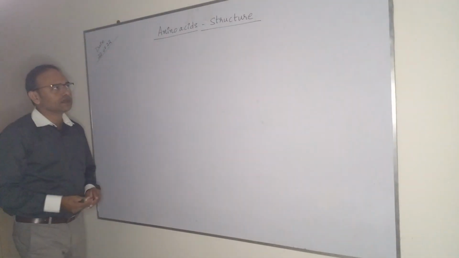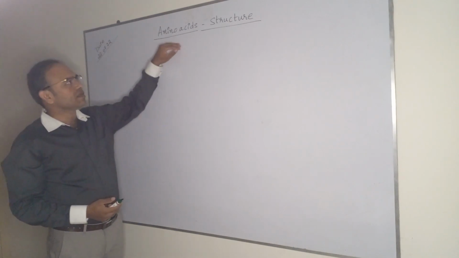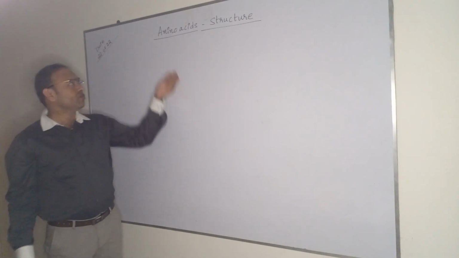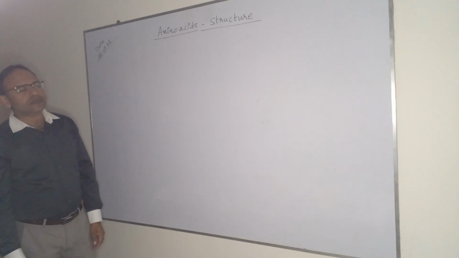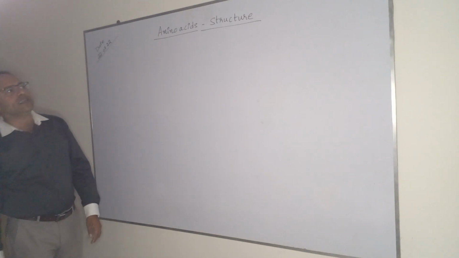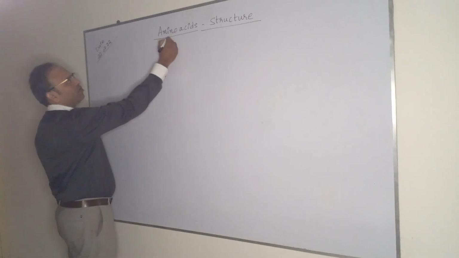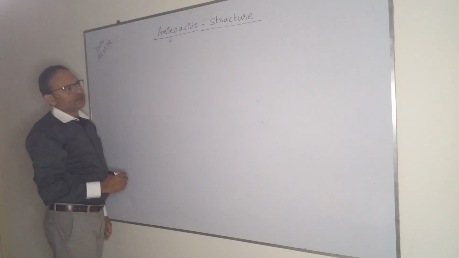Good evening, students. Today's topic is amino acids and structure. So we know we have 20 amino acids. Today we are going to write the structures of 20 amino acids. Before we start, what is meant by an amino acid?